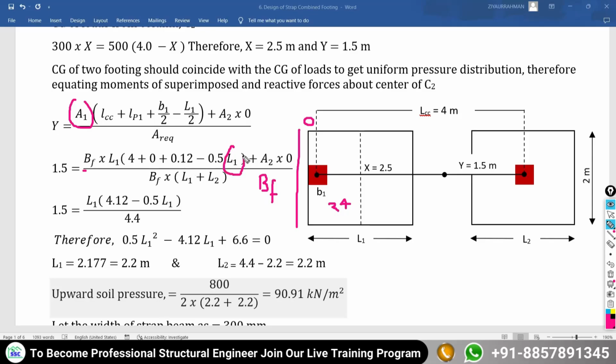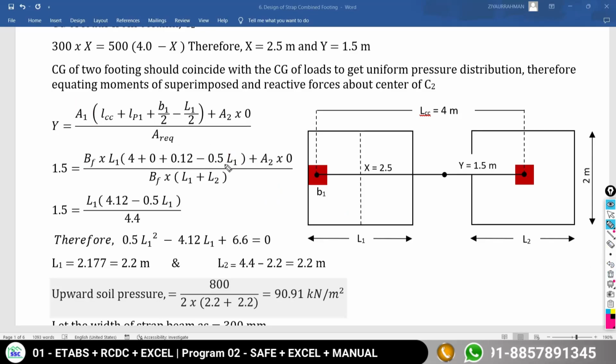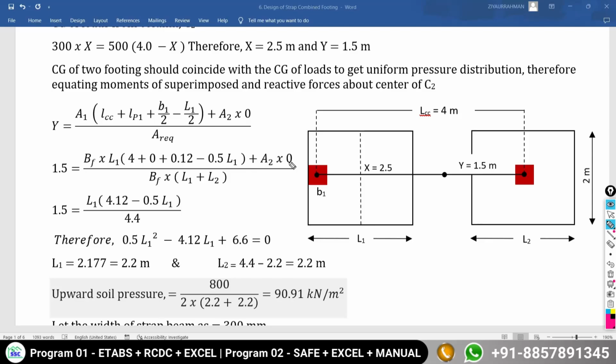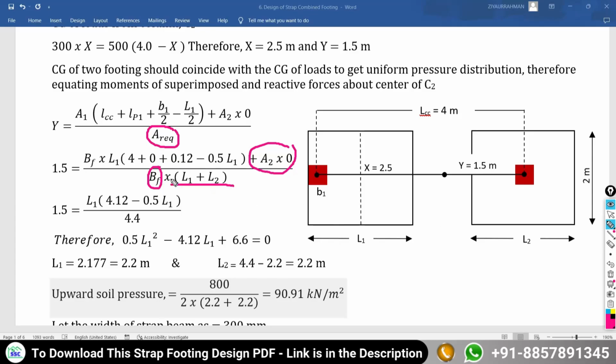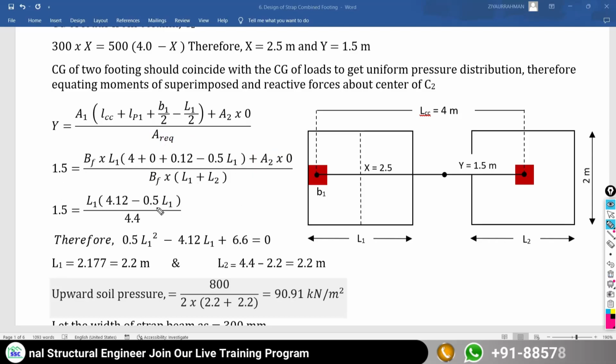Actually we have to calculate this L1 value. So it is going to become 0.5 L1, plus A2 multiplied by 0. This term is going to become 0, divided by the area of footing required. The total area of the footing required is the width of the foundation times the total length of the footing, L1 plus L2. This is the total area of the foundation required.